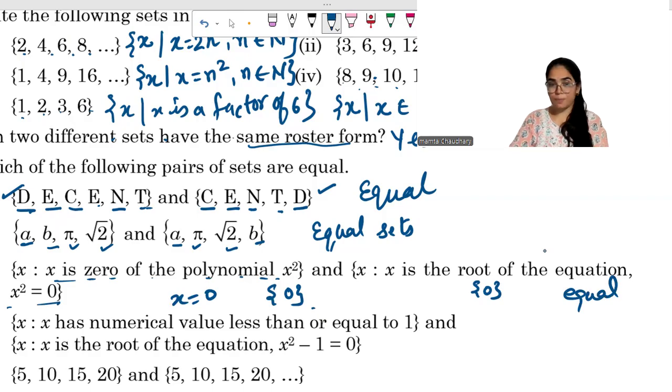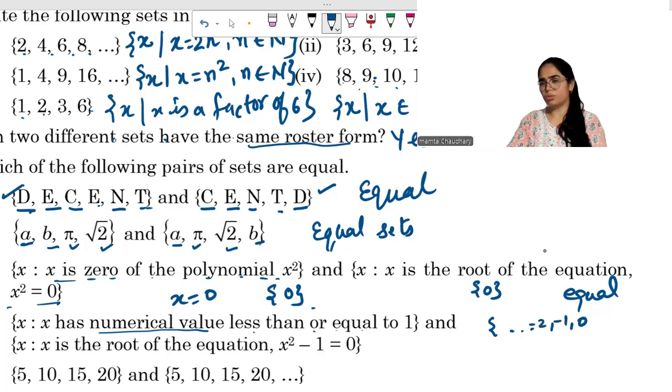Now next, x has numerical value. Numerical value means value without sign. So x has numerical value less than or equal to 1. Now, less than or equal to 1, you can take any value, like -2, -1, 0 and so on.